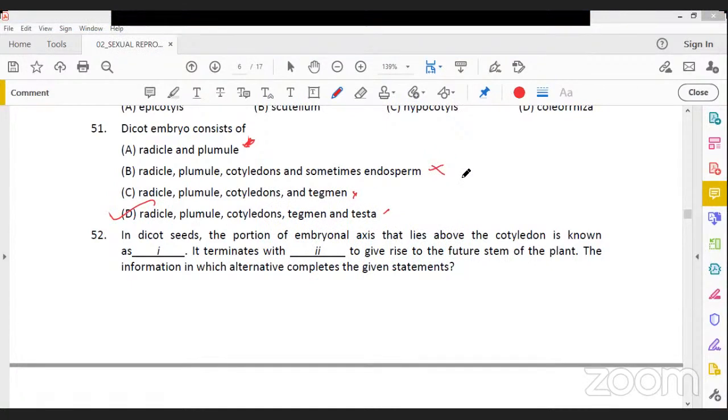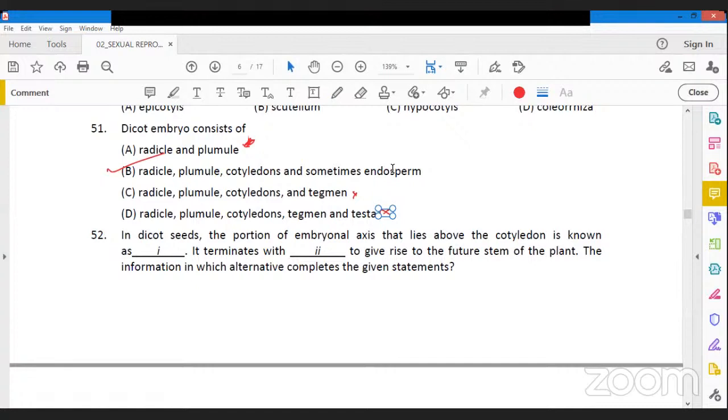Okay, but here they have given dicot embryo. So testa and tegmen are not found with the embryo. So we can't choose this one, though usually it seems to be the correct answer. Testa and tegmen are seen in seeds. So the correct answer would be this one: radicle, plumule, cotyledons and endosperm. Okay? Testa and tegmen are seed coat.